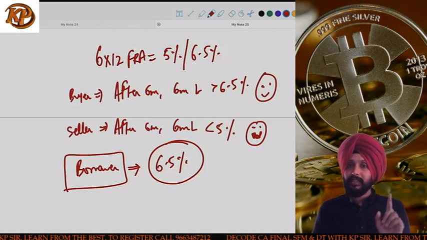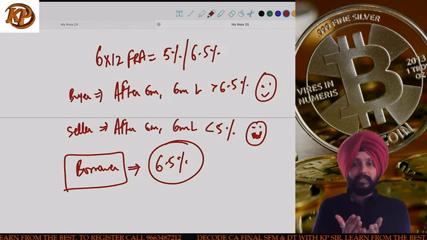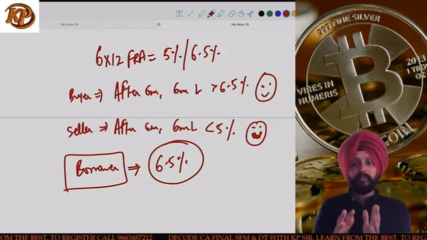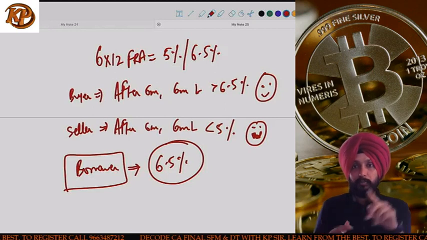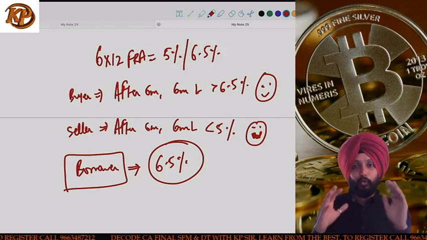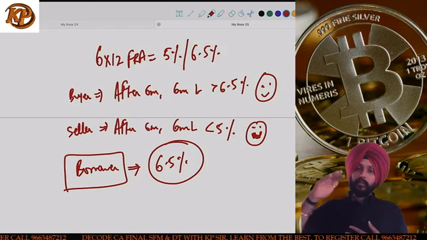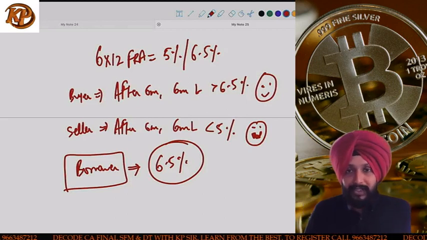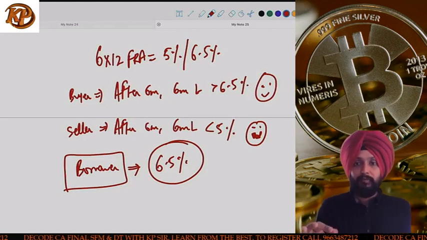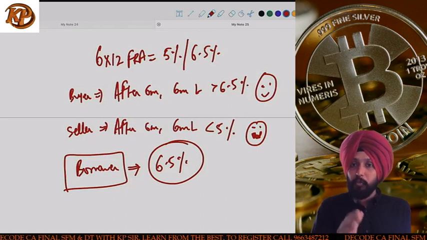I told you these sums come in the exam to check how you present your answer. So suppose a person is going to borrow after 6 months for 6 months and this FRA quotation is given, then you will write that since we are worried about interest rates going up, we can buy this FRA at 6.5%. Once we buy this FRA, we are locking in our cost at 6.5%.